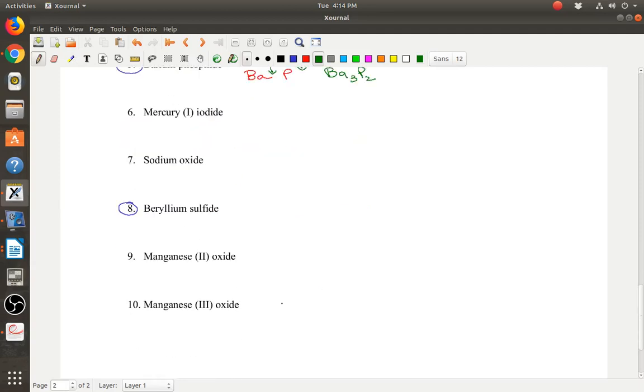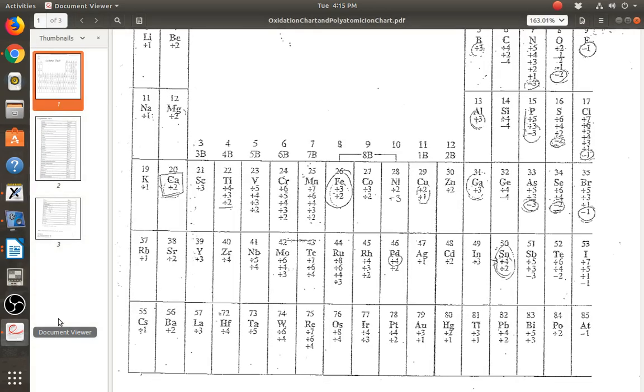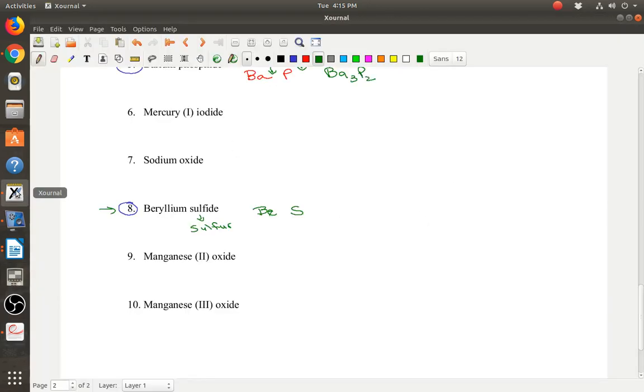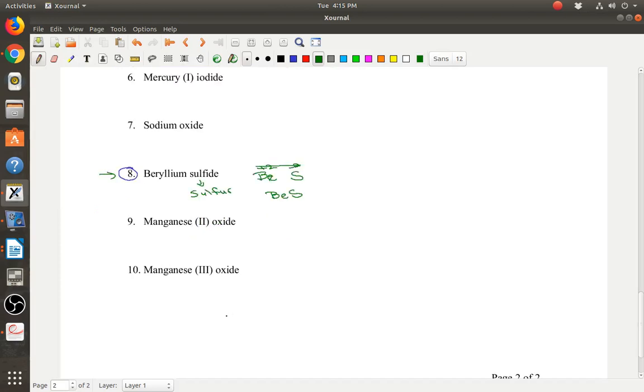Now beryllium sulfide. Let's see if you can do that one. Pause the video and try this one. All right, I'm going to assume you did it. Beryllium is Be. Sulfide comes from sulfur, just like phosphide comes from phosphorus. Sulfide and sulfur are a little closer. So we go to the oxidation chart and look it up. Beryllium, Be, is a +2, and sulfur is a -2 because we have to have a positive and a negative. They already cancel, so the formula is just BeS. That's all we're going to do in this worksheet.